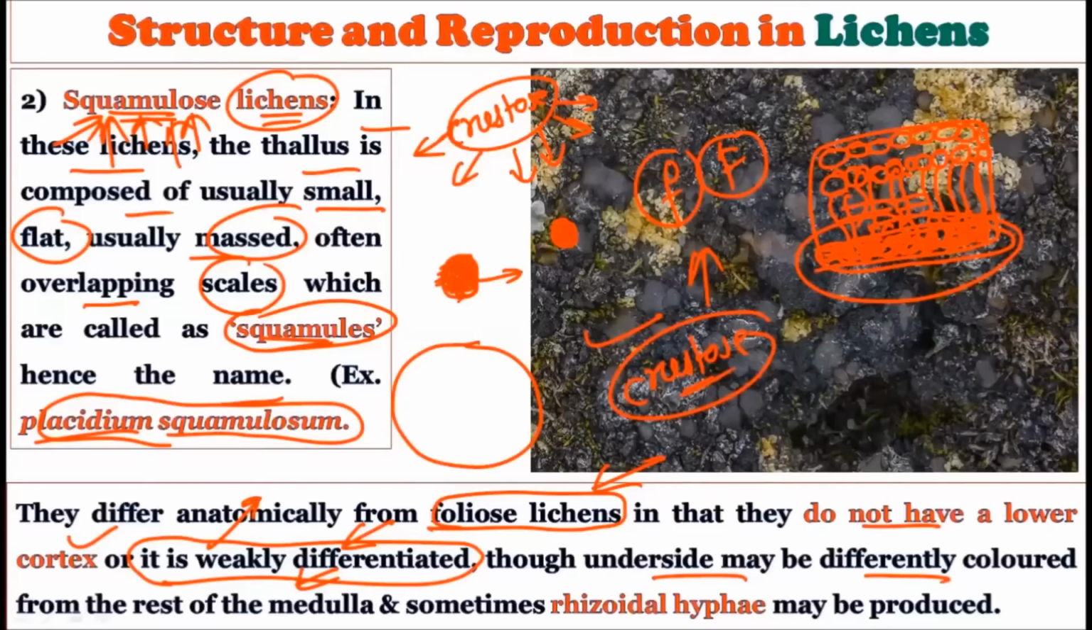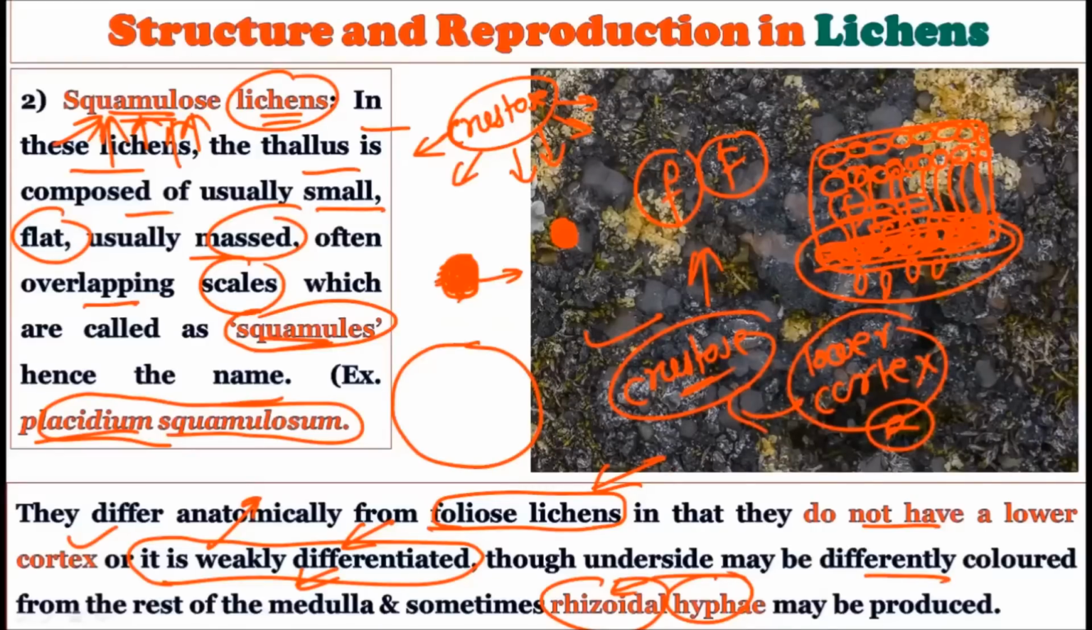This makes you believe that it is more advanced than the Crustose lichen, but less advanced than the Foliose or the Fruticose lichens. And sometimes the rhizoidal hyphae may be produced. Observe this point carefully. Sometimes the rhizoidal hyphae like this may get produced. That literally confirms that these are more advanced than the Crustose lichen, because Crustose lichen, on the other hand, lacks both. That is, the lower cortex is absent, plus the rhizoids are also absent in this particular Crustose lichen, but this Squamulose lichen shows some kind of differentiation.